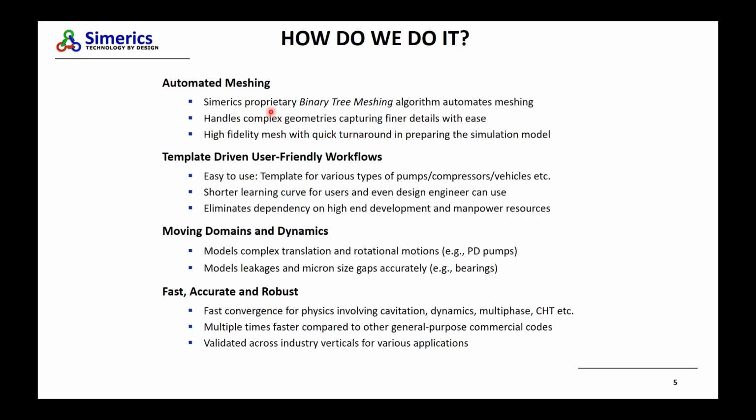The first part of that is automated meshing. We have our own proprietary binary tree mesh. This is like a Cartesian unstructured grid, which can handle complex geometries, and it can capture very fine details with automated meshing and with ease. This high fidelity mesh has quite a quick turnaround in helping you prepare the model. So this is a big part of how we are fast.